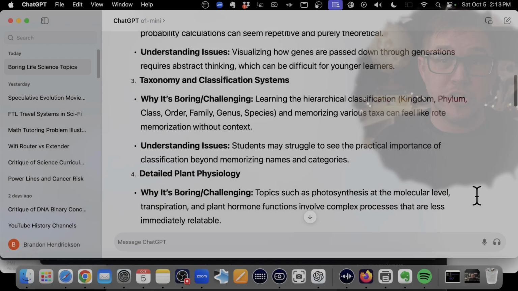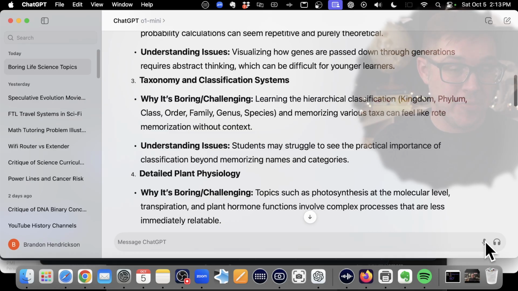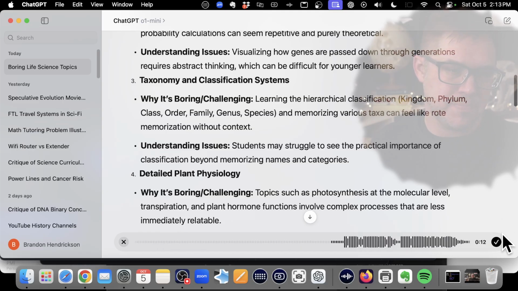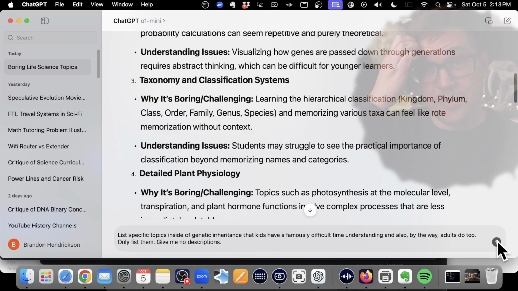So here, and actually, you go ahead and throw those in. But of course, I can ask ChatGPT for this also. And now I'm going to actually cheat with this, and I'm just going to hit this button down here. List specific topics inside of genetic inheritance that kids have a famously difficult time understanding, and also, by the way, adults do too. Only list them. Give me no descriptions.